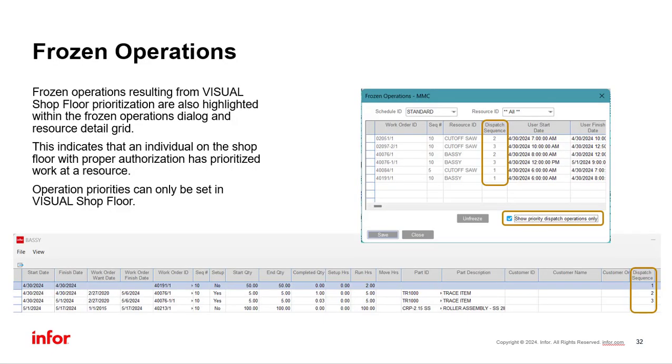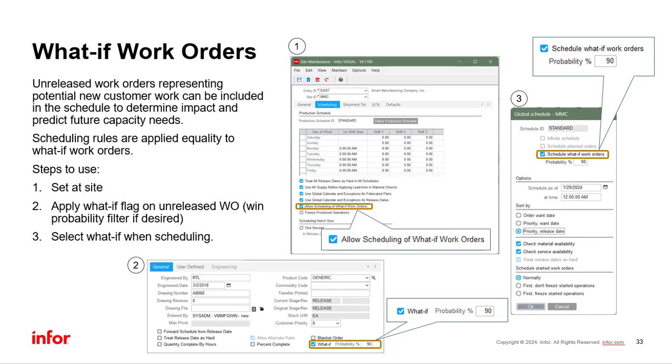All priority operations can be viewed within the scheduling window by selecting the Frozen Operations dialog, filtering out frozen operations that are not priorities set on the shop floor using Visual Shop Floor.